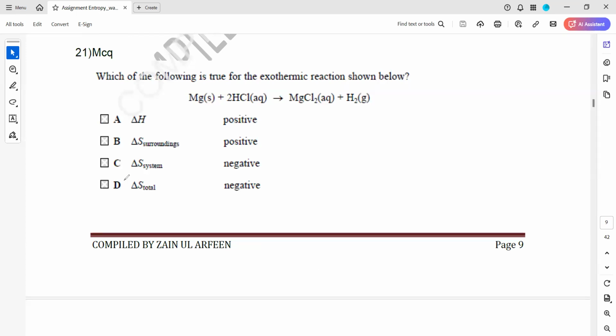So when we check the options, which of the following is true for an exothermic reaction? For an exothermic reaction, what is the enthalpy change? Enthalpy change will be negative. So A is totally wrong.